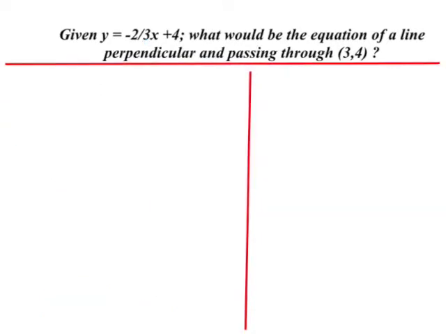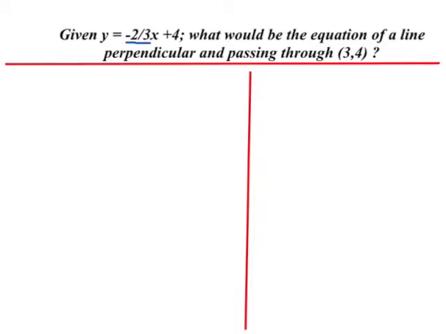Okay, so we looked at finding the equation of a line parallel, so let's look at perpendicular. So given that y equals negative 2/3 x plus 4, the same equation we did before, what would be the equation of a line perpendicular that passes through 3, 4? So passing through the same point, we're just looking for perpendicular.